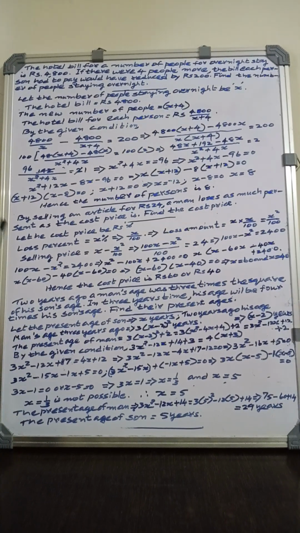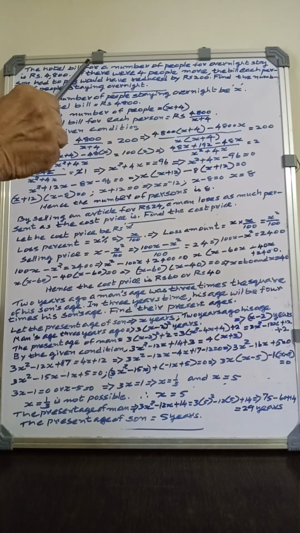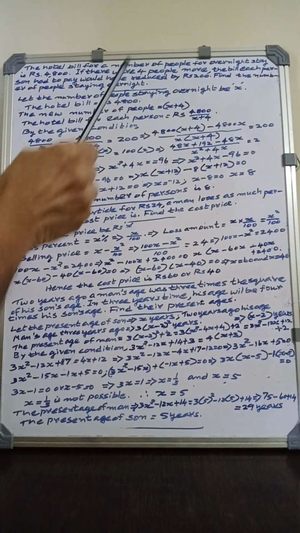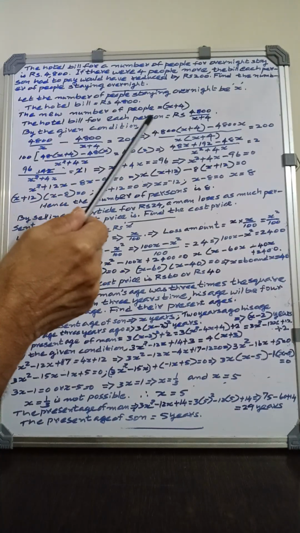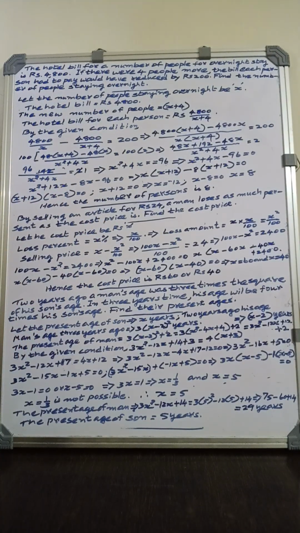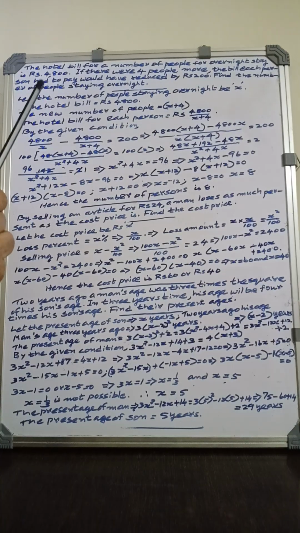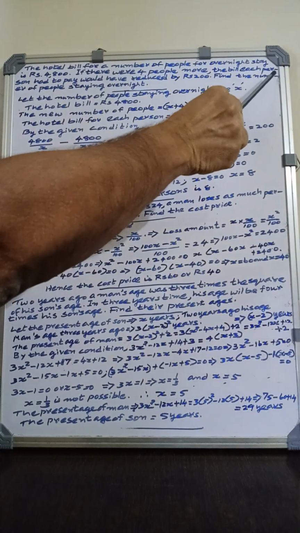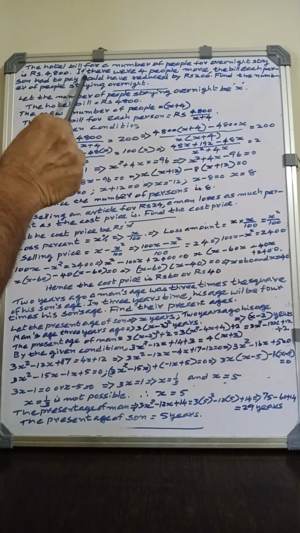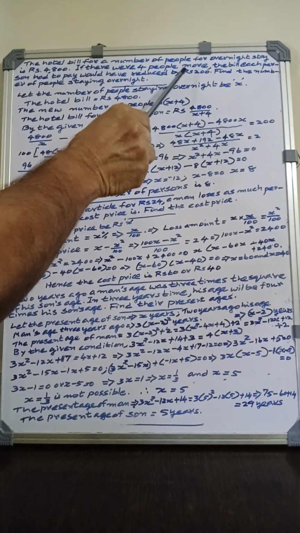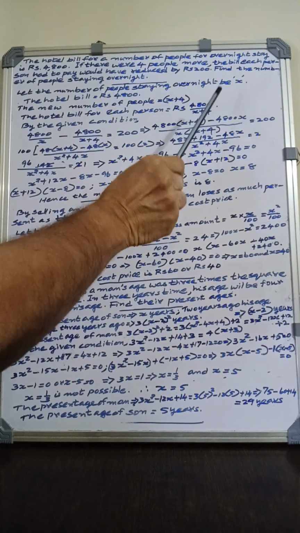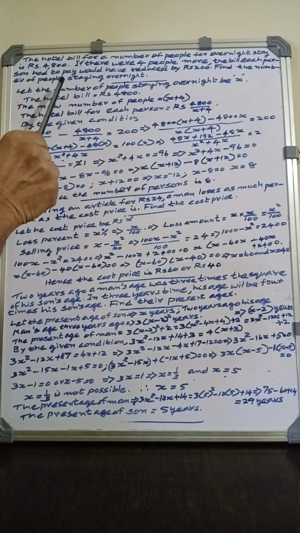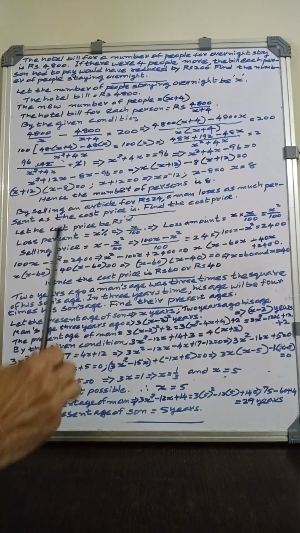Here, there is a question. The hotel bill for a number of people for an overnight stay is rupees 4,800. If there were 4 people more, the bill each person had to pay would have reduced by rupees 200. Find the number of people staying overnight.